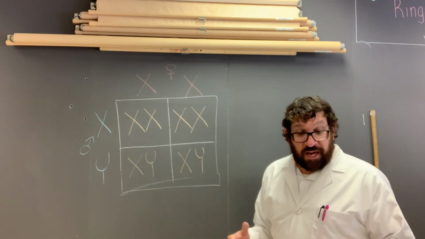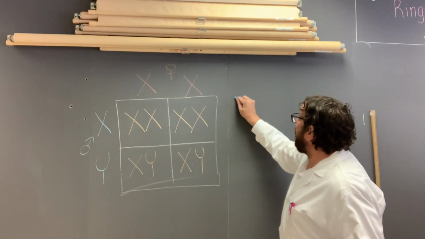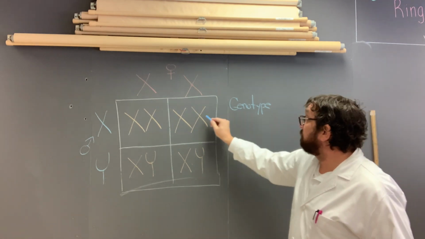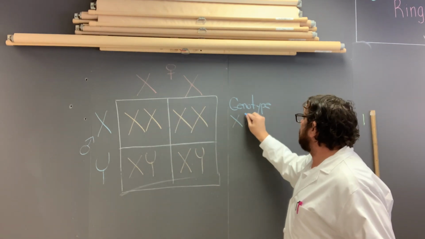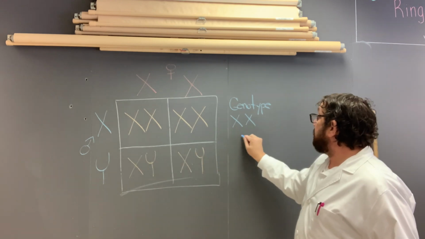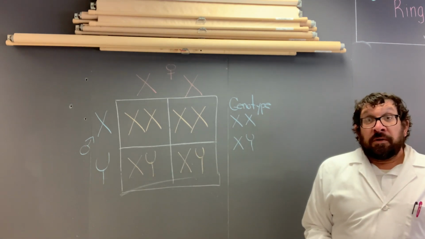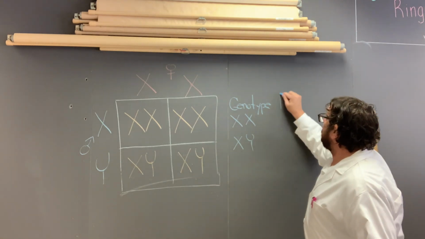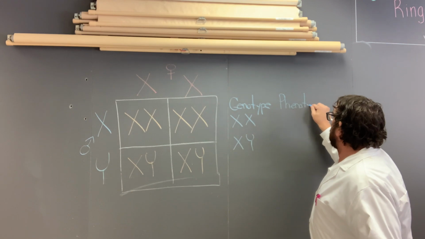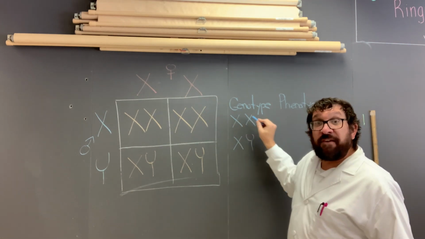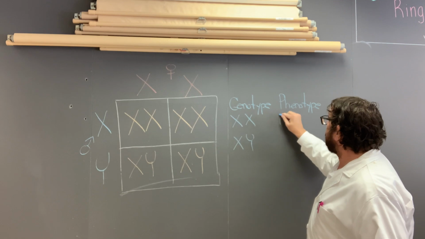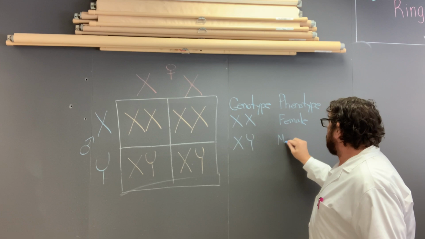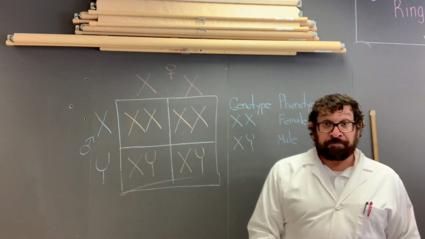So let's talk about our genotypes. What 2 genotypes do we have? Well, our genotype is either XX or XY. What about our phenotype, the physical characteristics that we can see? Well, if we have XX, that is going to be a female. If we have XY, that's going to be a male.